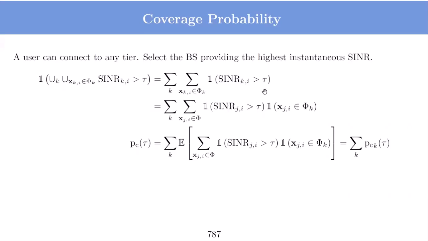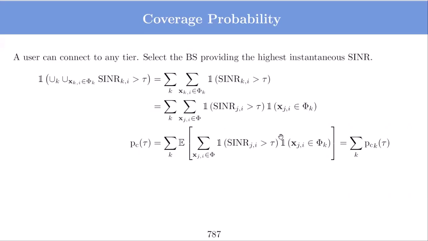I want to apply a trick here. Instead of summing over Φk, I want to sum this over all Φ, but just to keep the summation equal, I will multiply by an indicator that x_i should belong to Φk. So for each tier k, I am summing over all Φ, but since I am already multiplying by the indicator that x_i should belong to Φk, this means the summation will only be over Φk. So these two are the same.